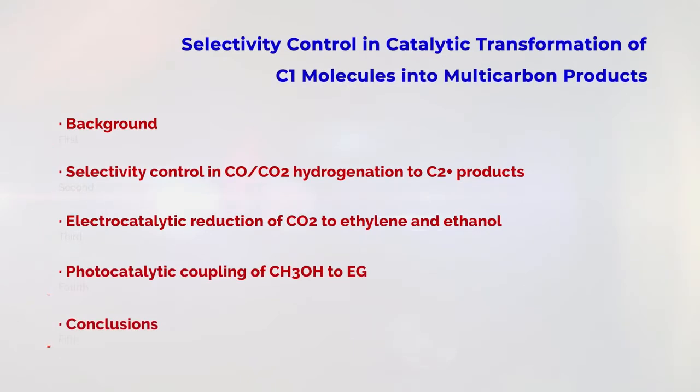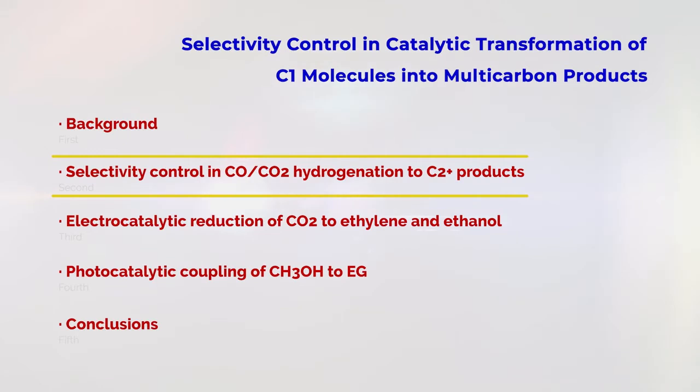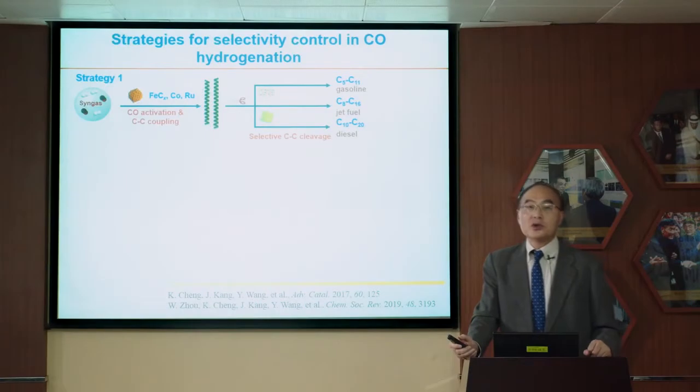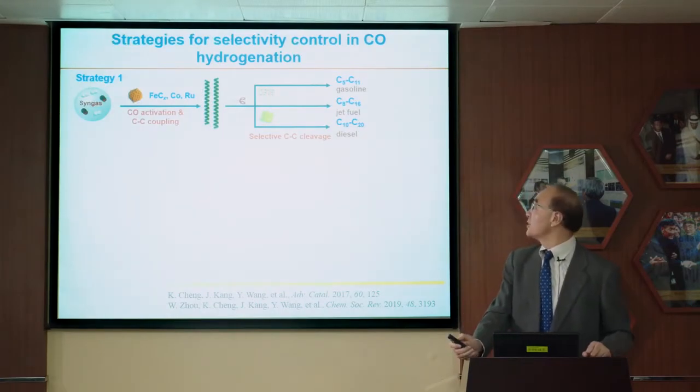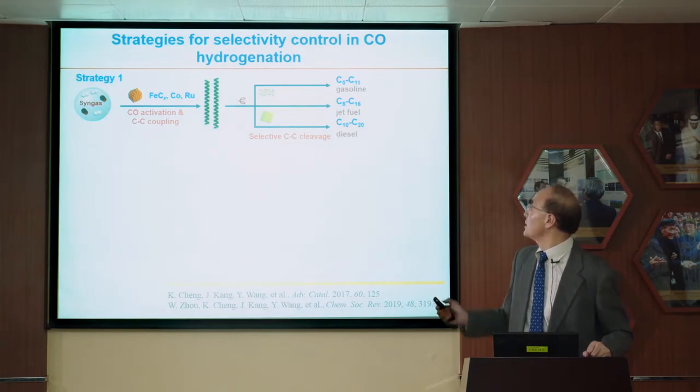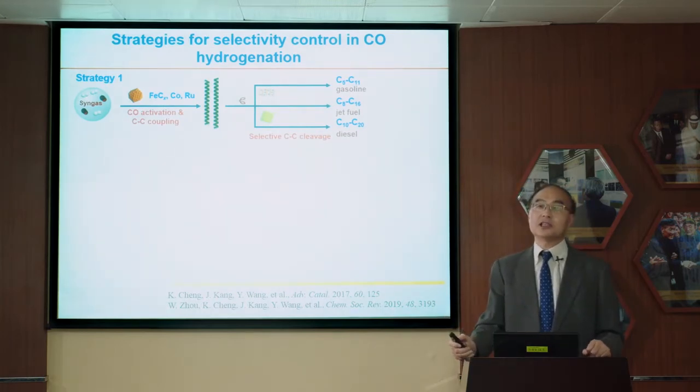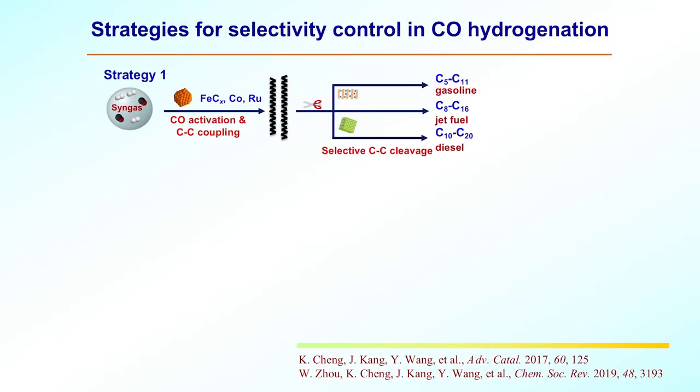So next, I will present our studies on the selectivity control in CO, CO2 hydrogenation to C2+ products. So we have developed several strategies for selectivity control in CO hydrogenation. So the first strategy is to combine FT active component for the hydrogenation of CO to heavy hydrocarbons with another active component that can perform selective C-C cleavage to fabricate one bifunctional FT catalyst to tune the selectivity of liquid fuels.